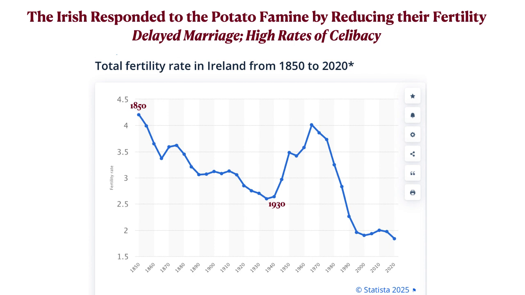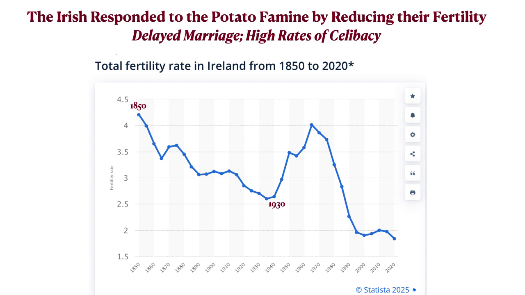So here we have a very revealing graph of the total fertility rate, children per woman in Ireland, from 1850 all the way up to 2020. And you can see in 1850, just a bit after the potato famine had hit, the average woman having over 4 children, and then notice how that drops and bottoms out at about 2.5 children per woman in 1930, and then really increases, especially after World War II, the baby boom period, back up to 4, and then dropping down again. And it's now well below replacement level.